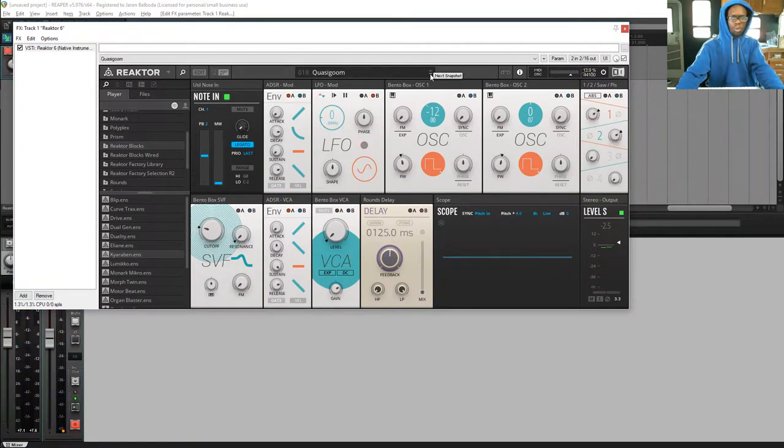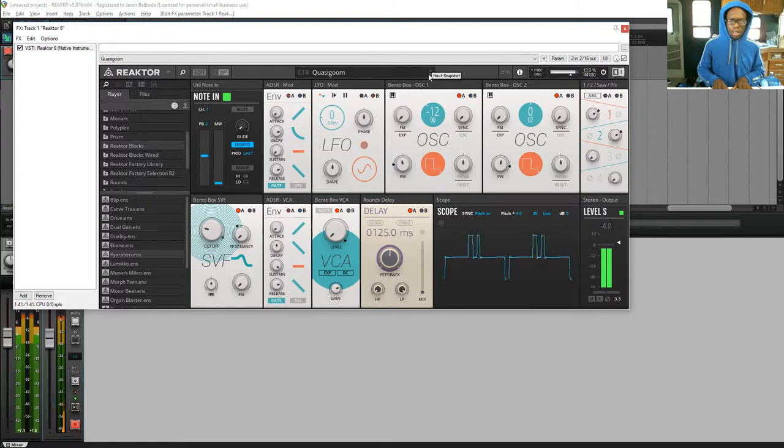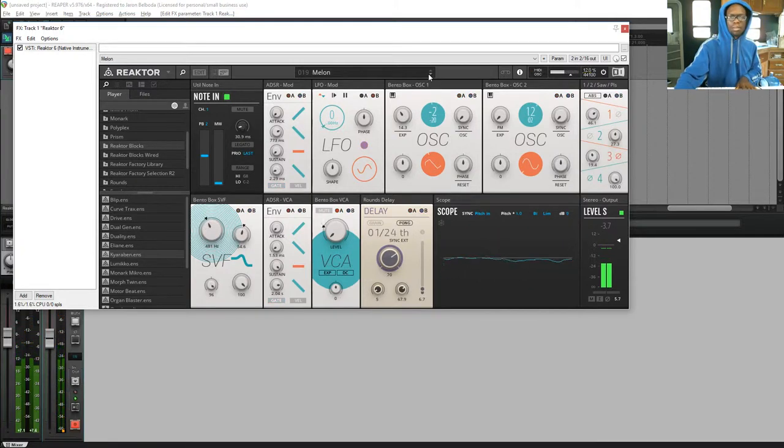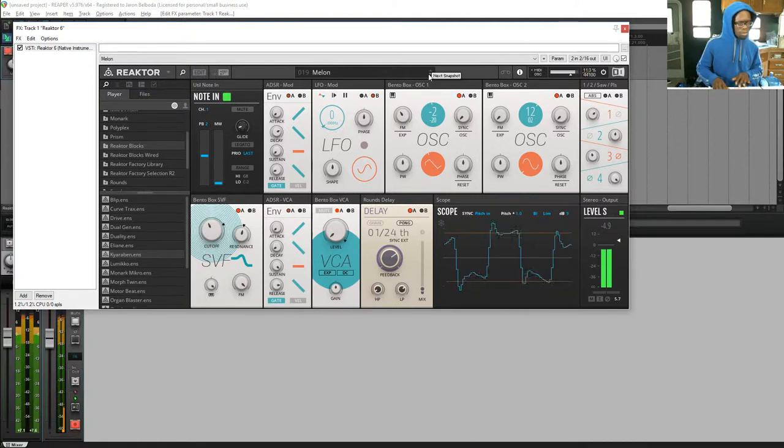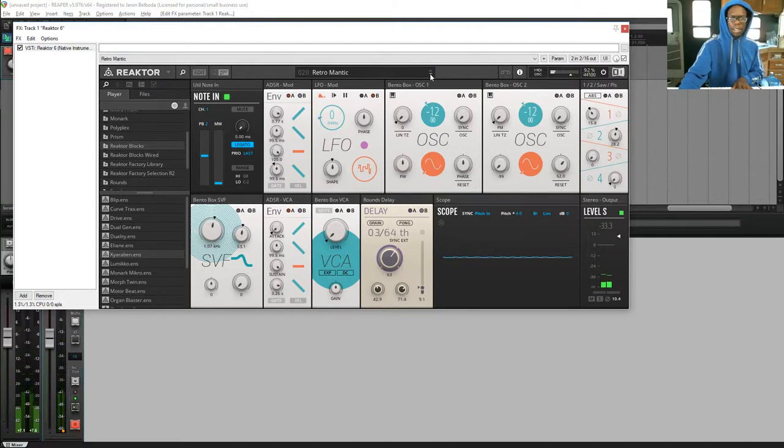So, quasi goom? I don't know what goom is, but we're about to find out. Square waves. Retromantic instead of romantic, I guess.